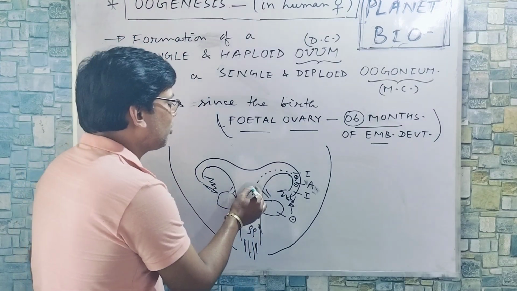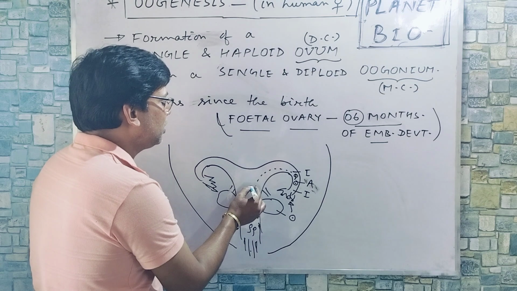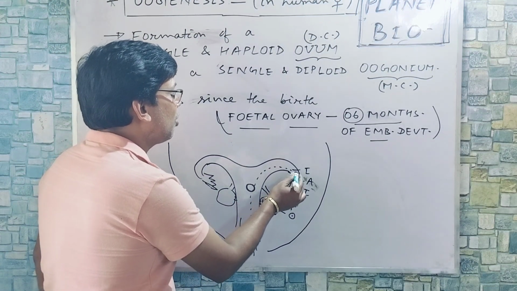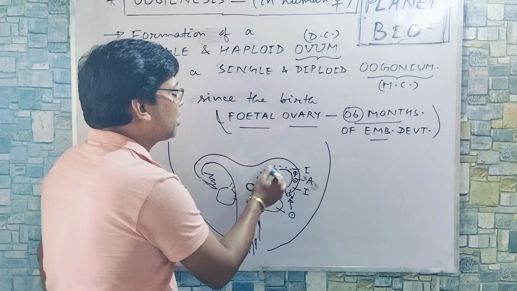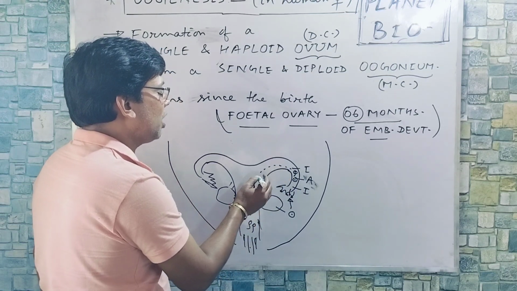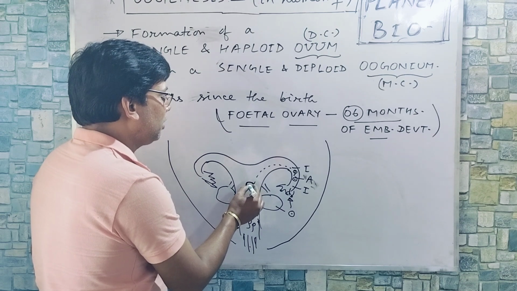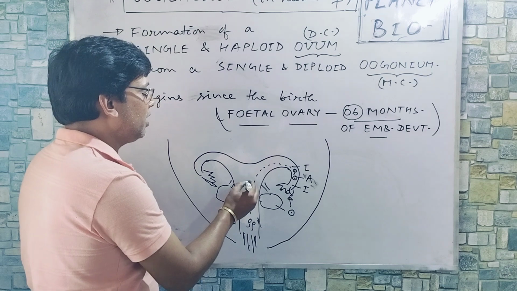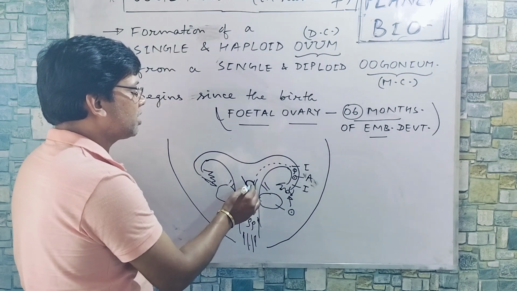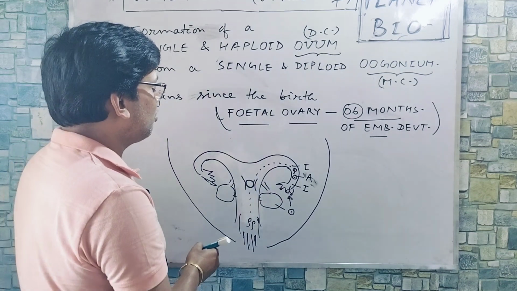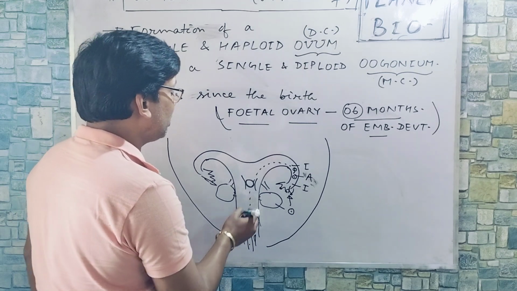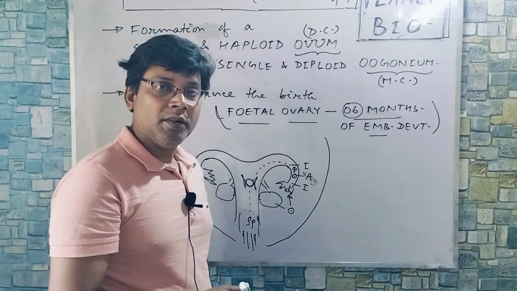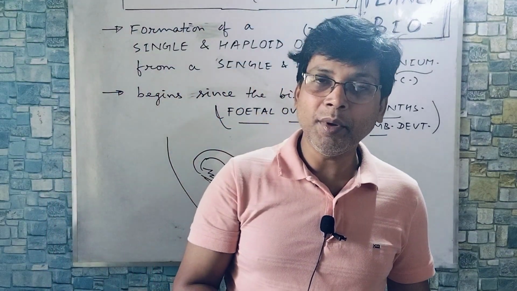And then after embryonic development, after a long course of cleavage division, morula, blastula, gastrula, in the stage of blastula, it gets embedded in the endometrial wall of the uterus. This is the site of embryonic development, fetal growth and development. And after 9 months, a single healthy baby is produced.